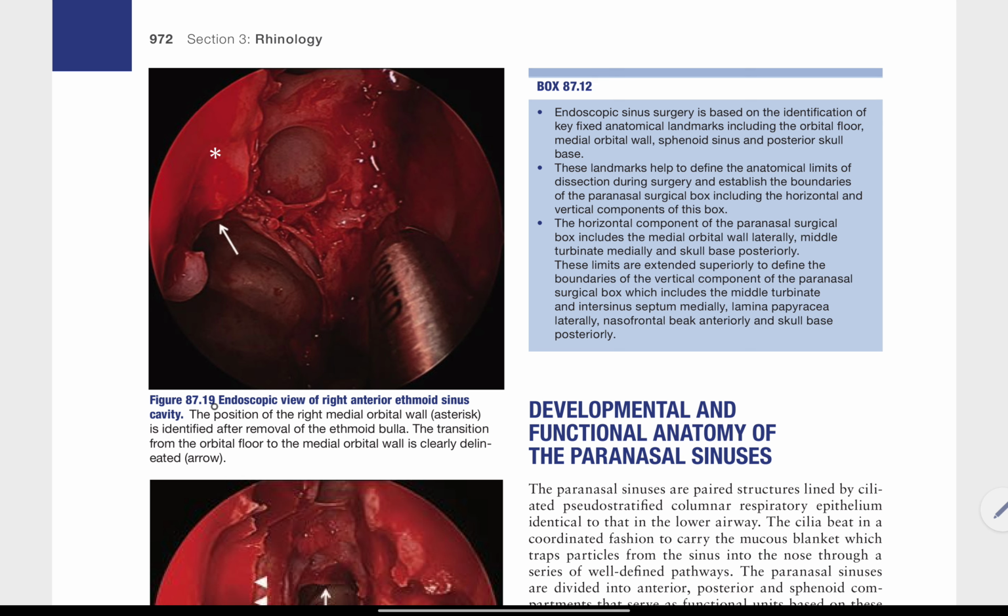Figure 87.19. Endoscopic view of right anterior ethmoid sinus cavity. The position of the right medial orbital wall (asterisk) is identified after removal of the ethmoid bulla. The transition from the orbital floor to the medial orbital wall is clearly delineated by the arrow.